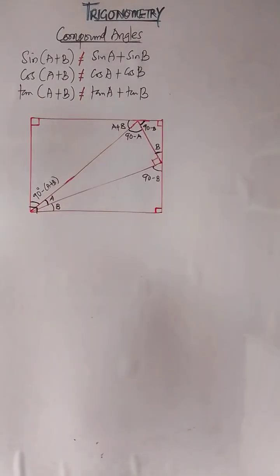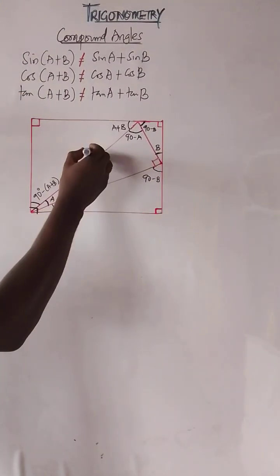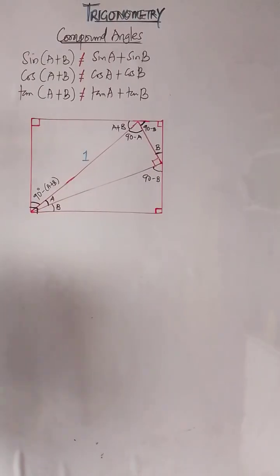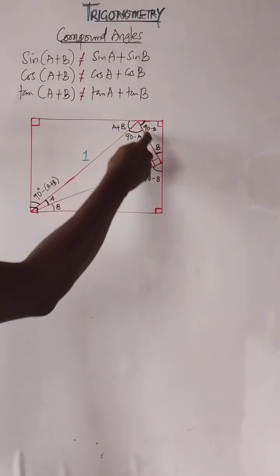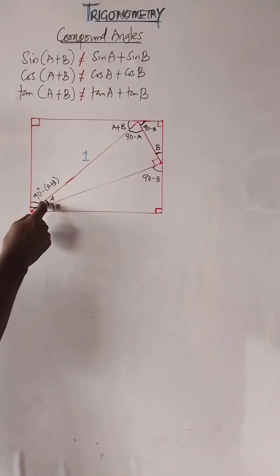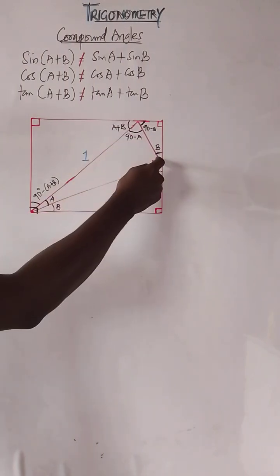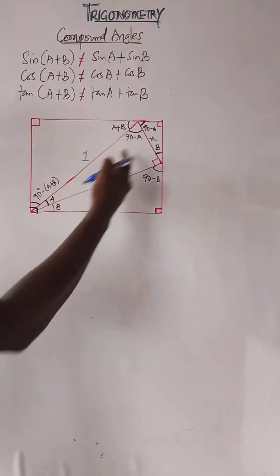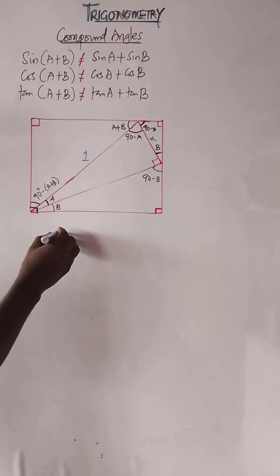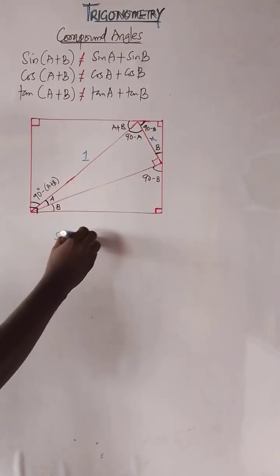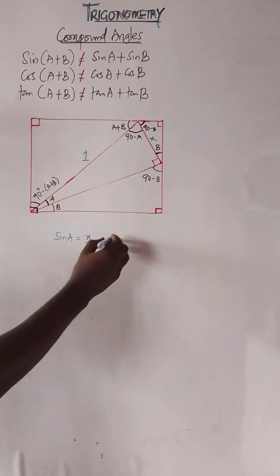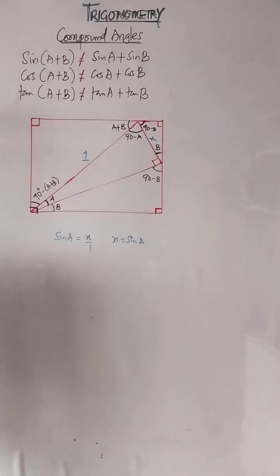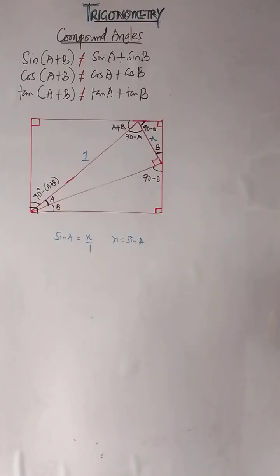Now the sides. Let's start with this triangle at the center. Let's call this one 1. So it means the hypotenuse is 1. Let's try to get the value of this. If you are considering angle A, this is opposite. Let's call the opposite X. So this opposite over the hypotenuse is sine A. From here, what is X? X is sine A. So it means this side is sine A. Let's replace X with sine A.